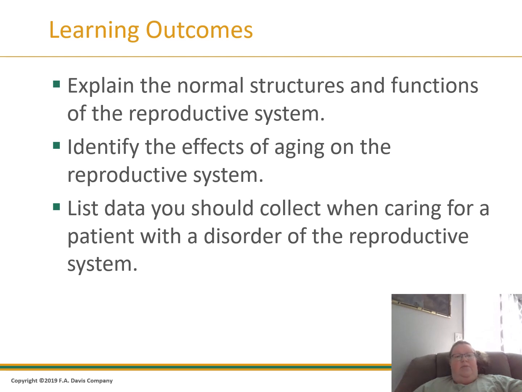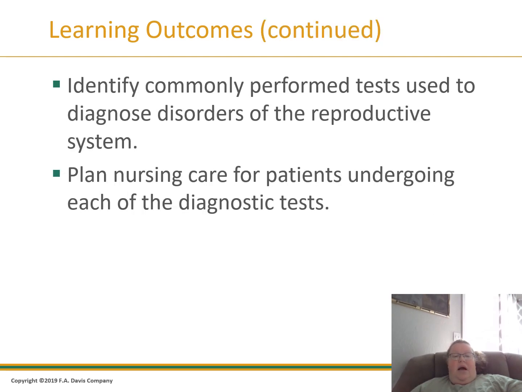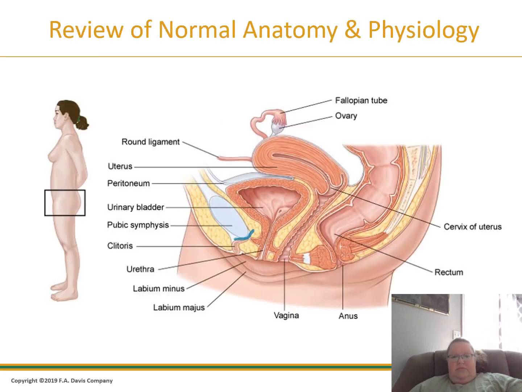Our learning outcomes: we want to explain the normal structures and functions of the reproductive system, identify the effects of aging on the reproductive system, and list data you should collect when caring for a patient with a disorder of the reproductive system. Identify commonly performed tests used to diagnose disorders of the reproductive system and plan the nursing care of patients undergoing each of the diagnostic tests.